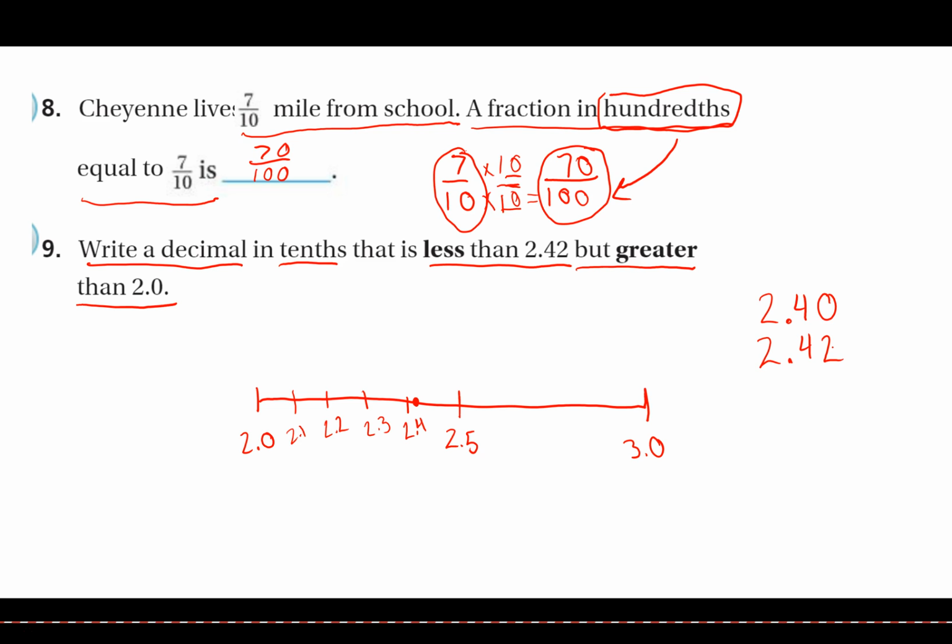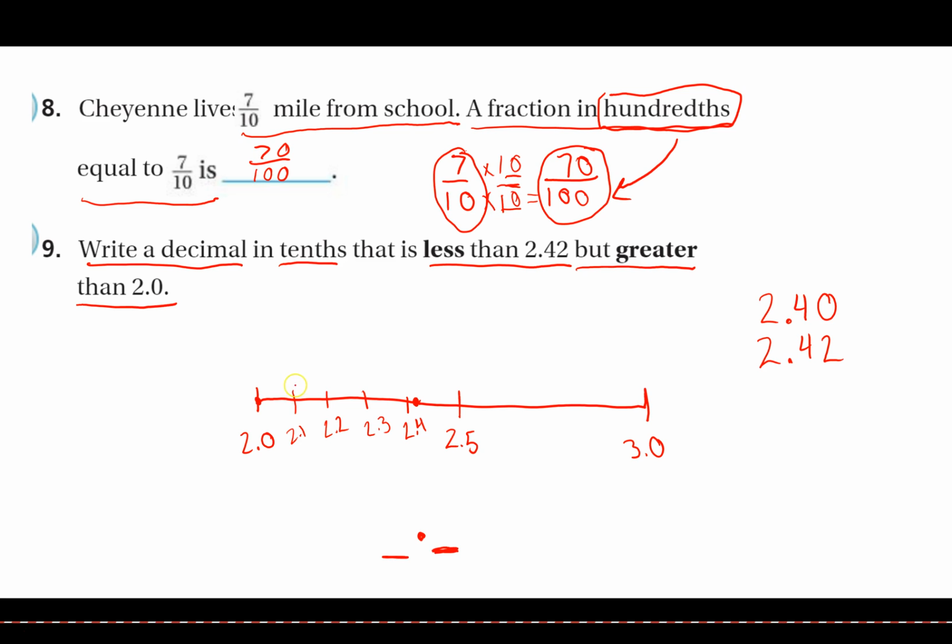So write a decimal in tenths. So I'm only going to go to the tenths place. So I know I'm going to have a decimal, and I'm only going to go to the tenths place. That's as far back as I'm going to go. And I know I'm going to use a ones place. So I'm only going to have 2 numbers. Okay, again, I haven't really done any math yet. I'm just setting up my problem. So this number that I'm going to write has to be smaller than 2.42, which is right about here. But it's got to be bigger than 2.0.